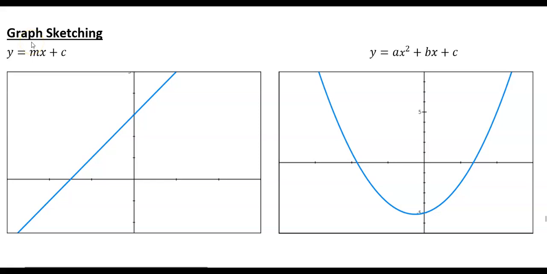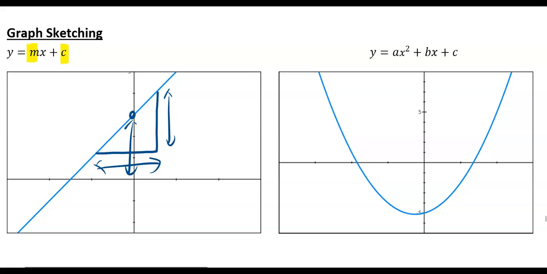Okay, first, our most basic graph is just y is equal to mx plus c. So this is just your straight line where m is the gradient and c is the intercept. So you'd get your m just by finding the gradient, so your vertical distance over your horizontal distance. And your c is just where it crosses the y-axis.